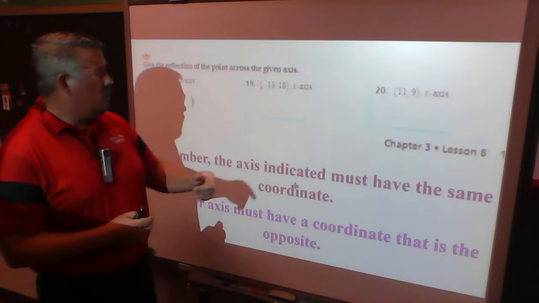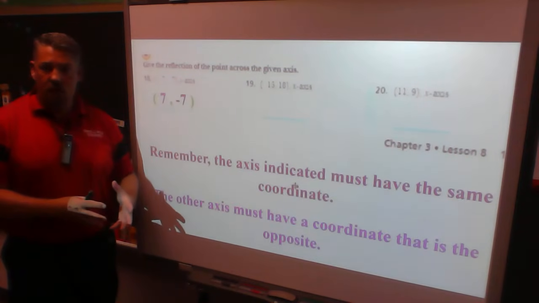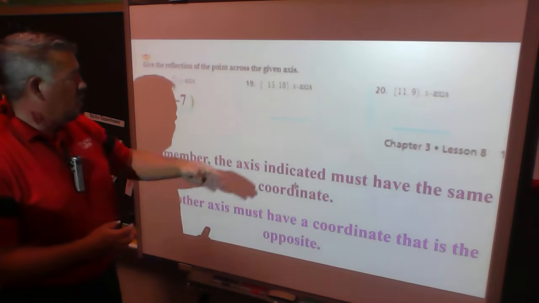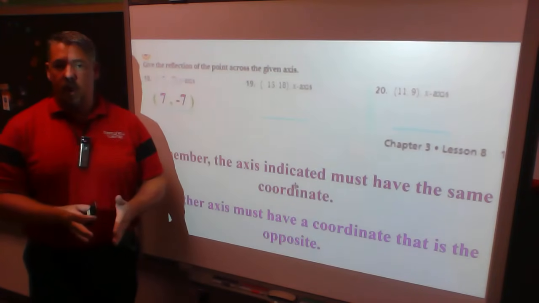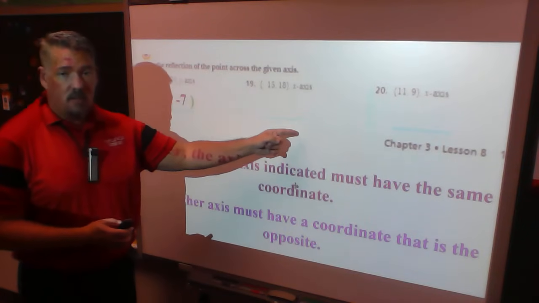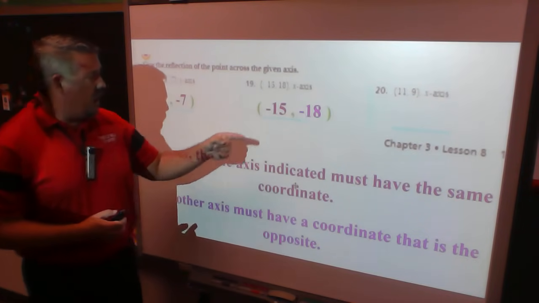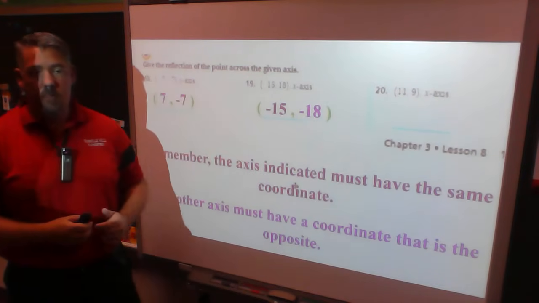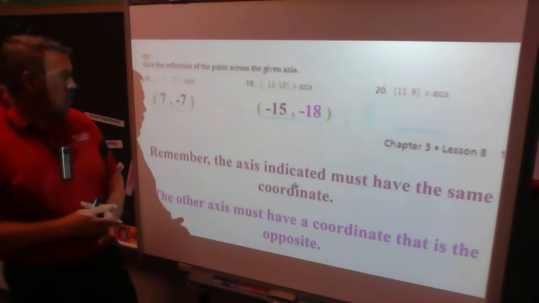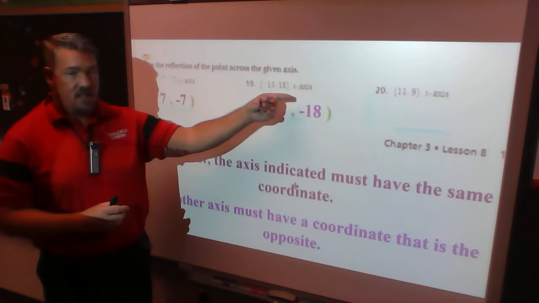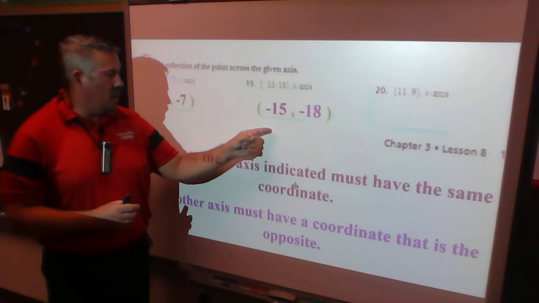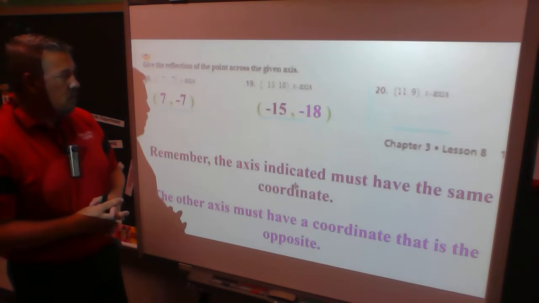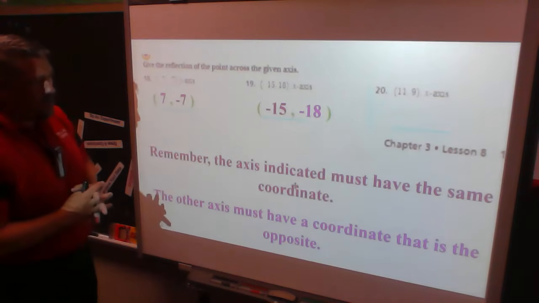My x-axis on this one has to be my reflection line. So when I look at it, I have -15 followed by 18, so my x-axis has to stay the same. When I start writing this reflection coordinate, it has to have the same x, wherefore then my y has to be its opposite, and it has to be the negative. So the coordinates for this one, across the x-axis, would stay -15, but then be a -18, so I'd be plotting down in quadrant 3. You try your hand on 20, see how you do.